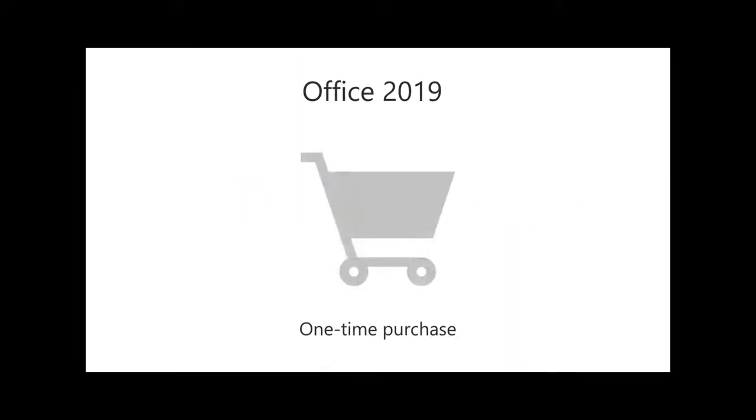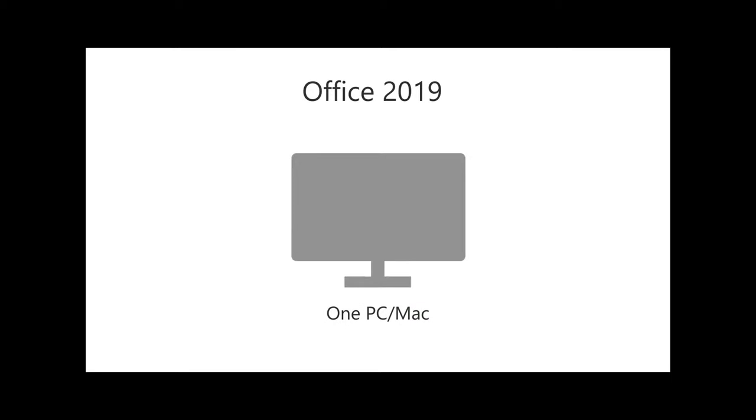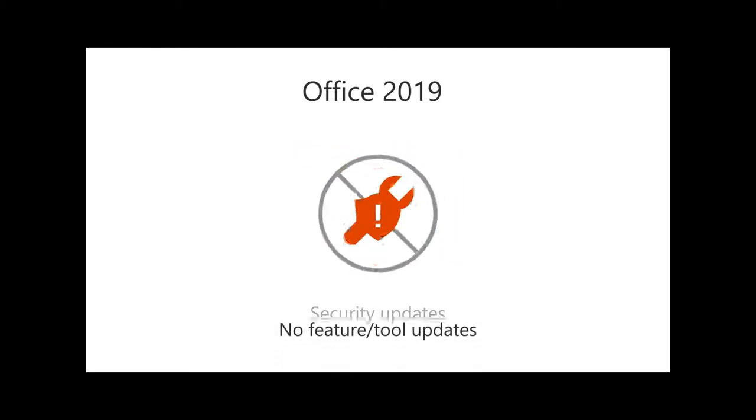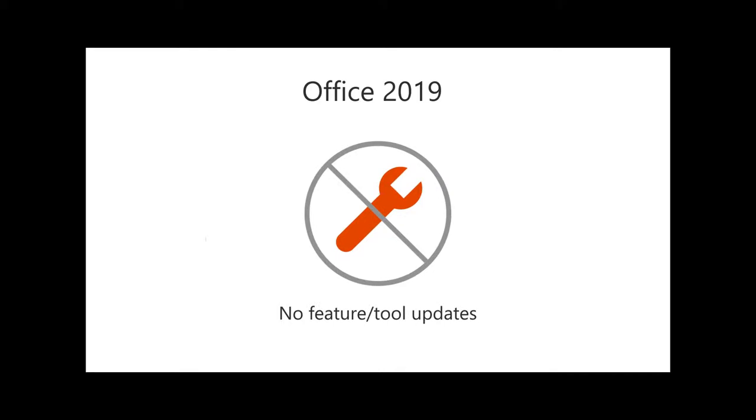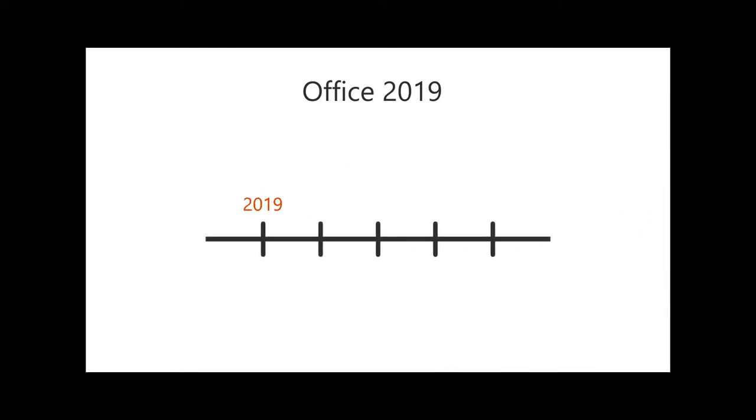Office 2019 is a one-time purchase of Office that can be installed on one PC or Mac. You'll get security updates, but no new features or tools. This means when the next major version of Office is released, you'll need to buy it again to get any new features.